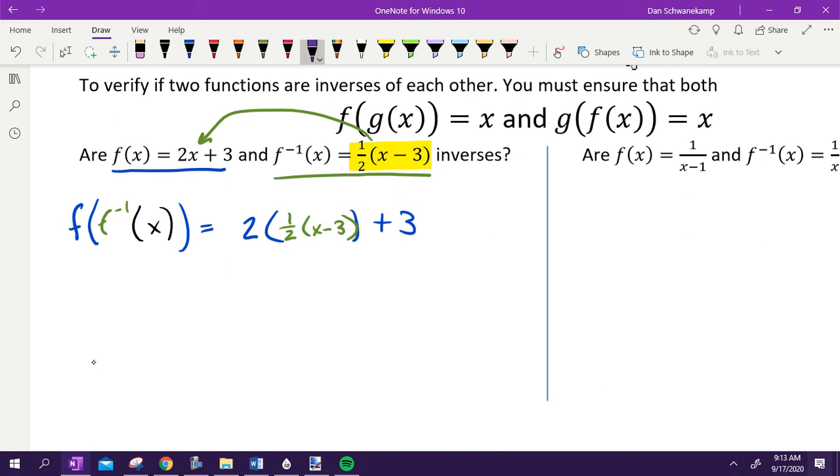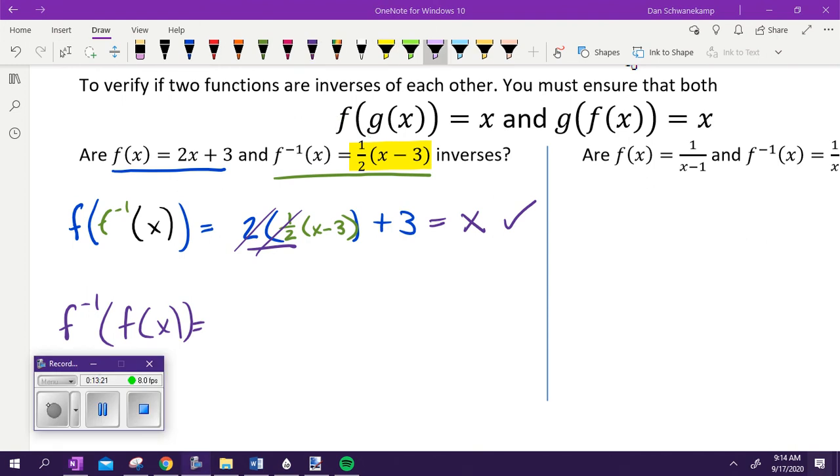Okay, we are going to multiply. 2 times 1/2. Those two things are going to cancel. I get x minus 3 plus 3. What happens if I take negative 3 plus 3? They cancel, so what am I left with? X. Oh, yay, I'm left with x. I did the composition and I got x. If I just got x, that means the two functions are inverses of each other. Okay, try the other way. Find the inverse of f of x and see what you get here. You should get x. Try it.